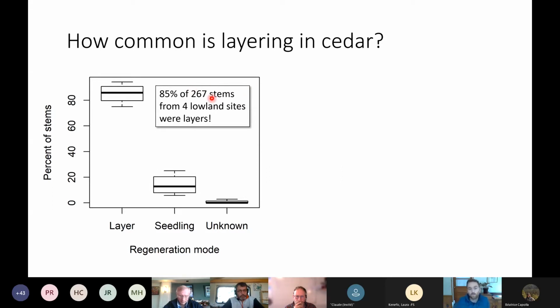These are some preliminary data from over 250 above ground stems that we pulled out of the ground across 4 sites from 3 different states. These are all lowland sites. If we can confidently identify them in the laboratory, and I'll show you how we do that, we found about 85% of the apparent regeneration in these stands were actually layers that were connected to each other. Only about 15% of the regeneration out in those stands was of seedling origin. That suggests that understanding layers and how they relate to the ecology and potential management of these stands is really important.